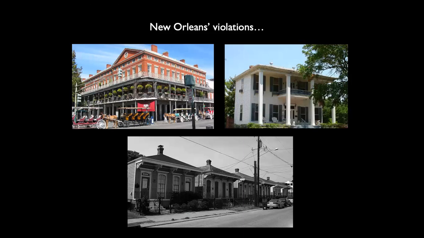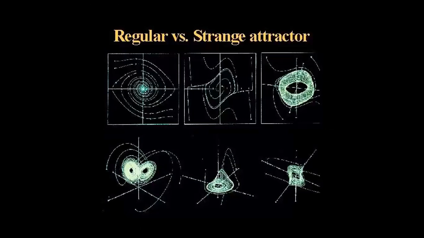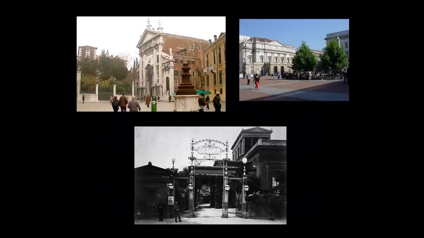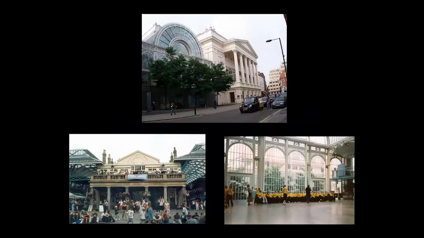New Orleans has violated that. Many other great cities around the world have violated that, and they're all the better for it. So I think when we understand this aspect of evolution, this aspect of mathematics, all of these ideas take on a very different light, and the current thinking looks simplistic and wrong, I would say.